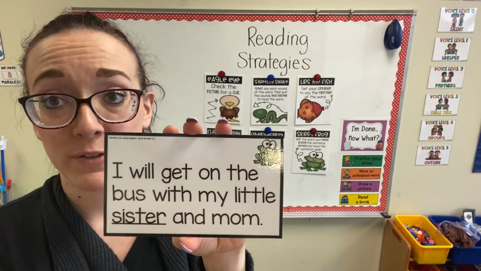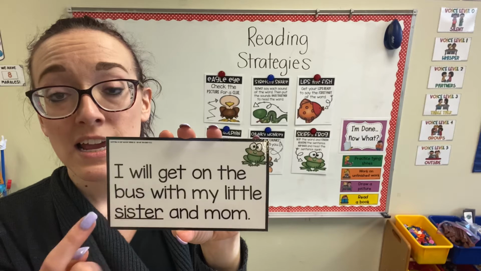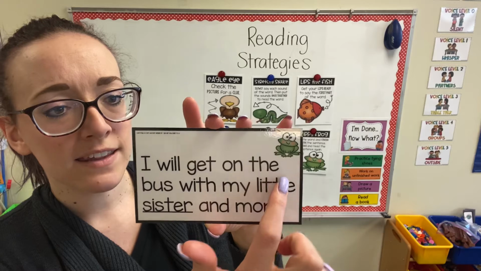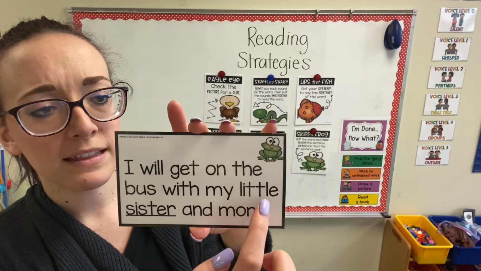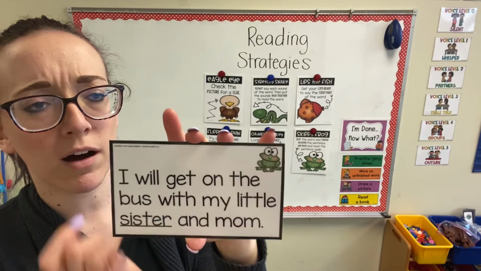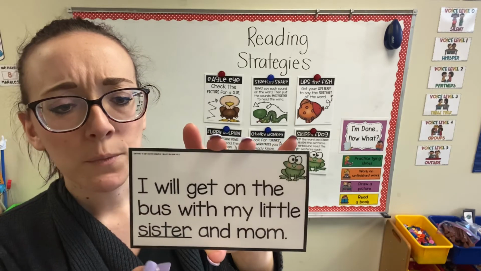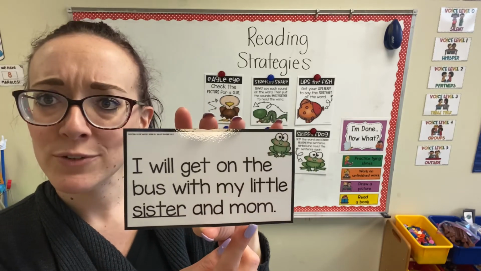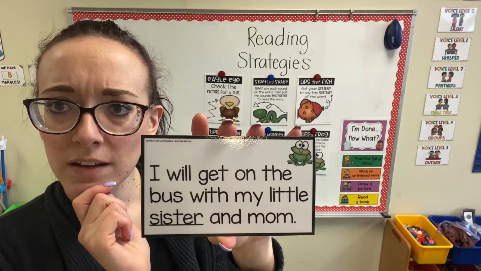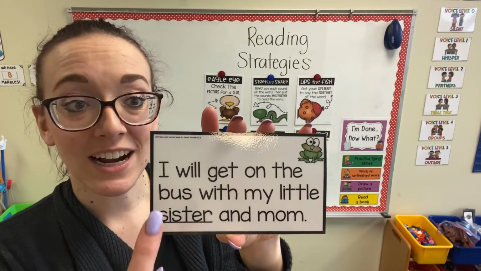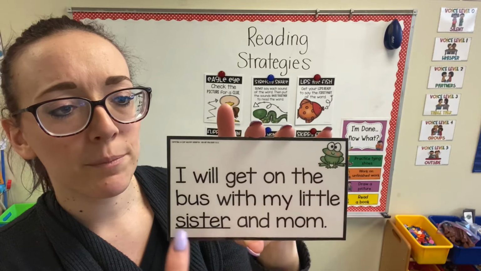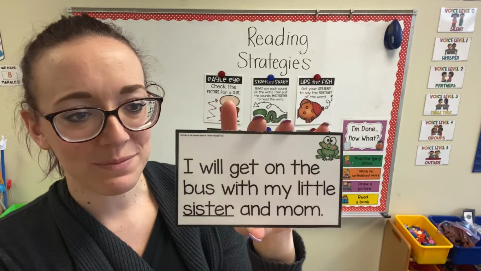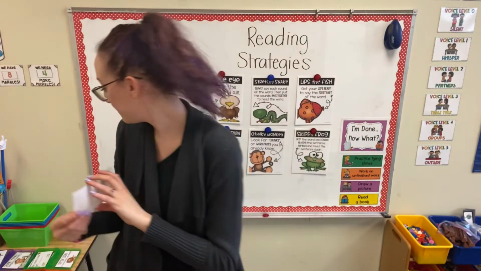So now I'm going to Skippy Frog, and I'm going to skip that word and read the rest of the sentence. I will get on the bus with my little and mom. What word might this be that starts with a sound? It might be somebody you get on a bus with your mom. You're right, that's your sister. I will get on the bus with my little sister and mom. That's how we Skippy Frog.